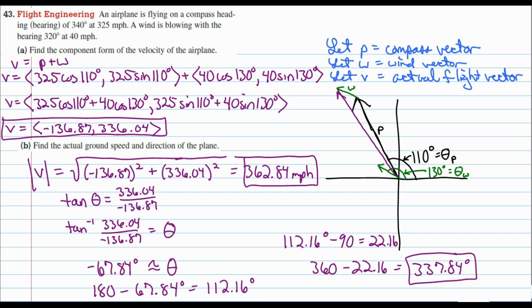I also see that my plane was flying at 325 miles an hour without the wind, and then the wind is blowing another 40 miles an hour, which doesn't make 360 miles an hour because the wind isn't blowing the exact same direction as the plane is headed. It's blowing a little bit off the path, so it's only going to bump my speed up to 362.84 miles an hour. Still a pretty good bump though.